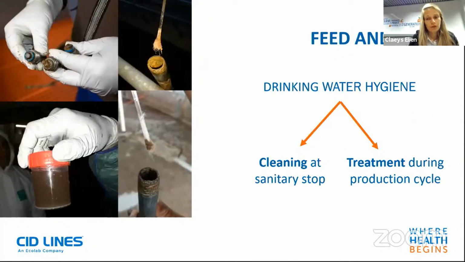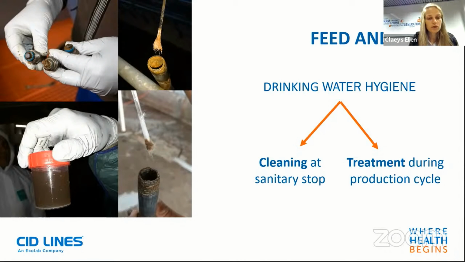So we have two options if we talk about drinking water. We have a treatment at sanitary stop. So that means when the animals are going to the slaughterhouse, so the barn is empty, then we do a full cleaning and disinfection protocol of our full drinking water system. Treatment during production, that means drinking water disinfection. So it's not cleaning and disinfection of the system in general, but really the disinfection of the drinking water itself. So that's with the lower doses. Wout will talk about it later on.